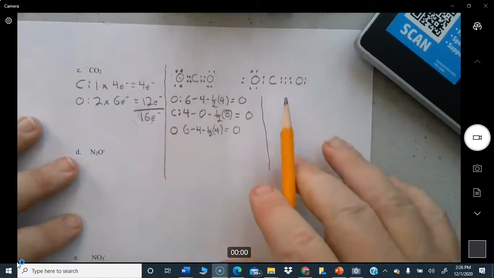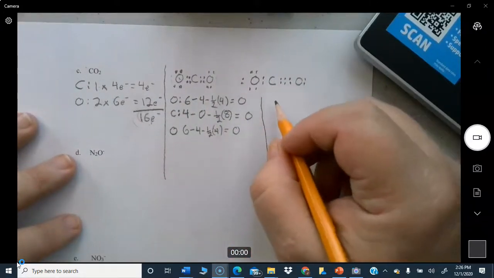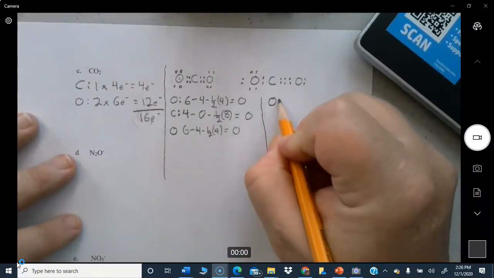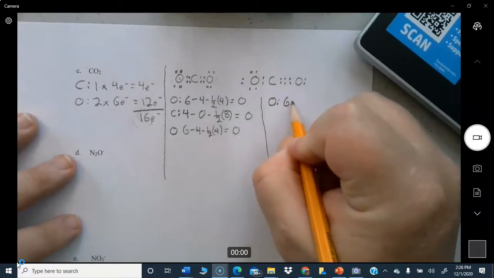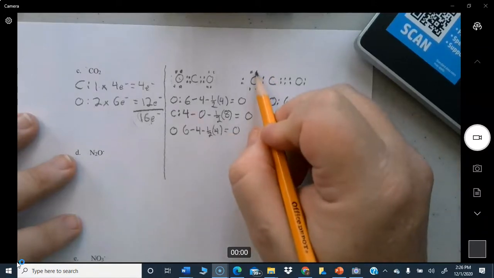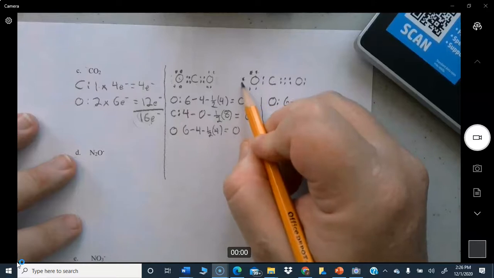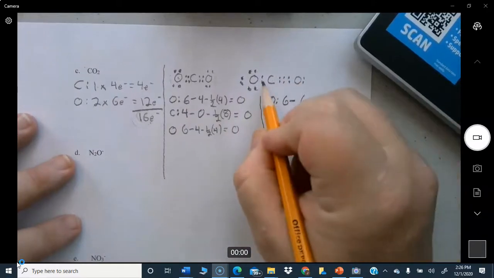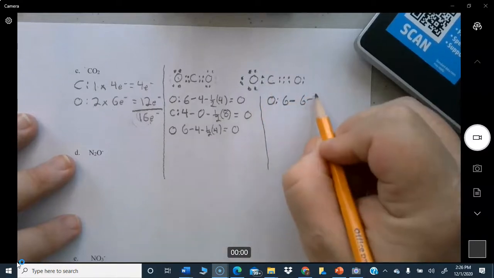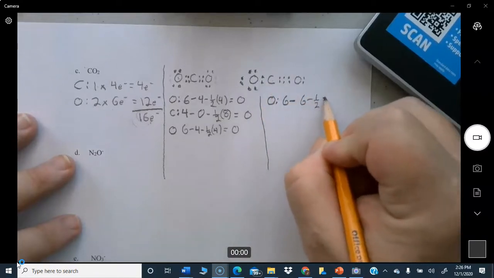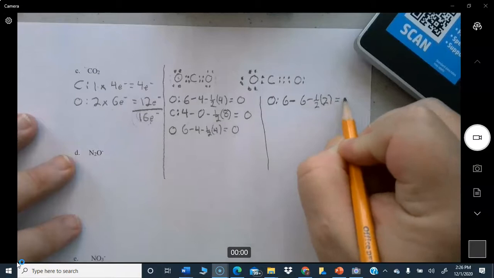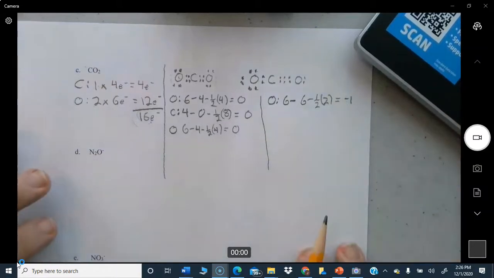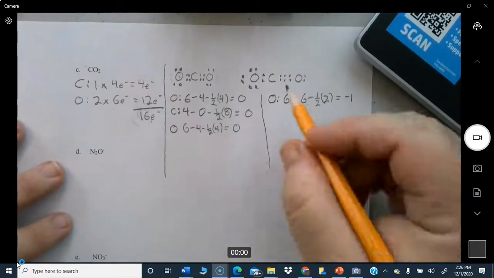Let's see if this one will too. Maybe they both do. 6 minus 1, 2, 3, 4, 5, 6 lone pair electrons there, minus 1/2 of the bonding, which is 1/2 of 2. That's going to equal -1. So all of a sudden there's a charge on that oxygen that makes it somewhat unstable.